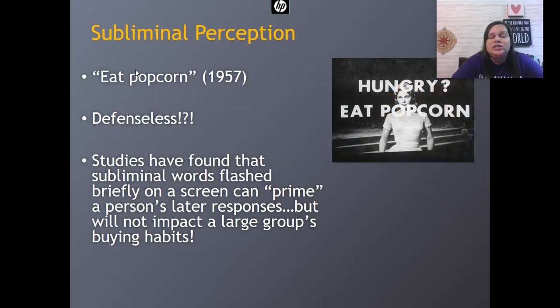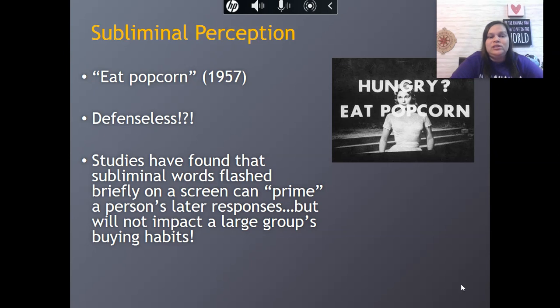So in the 1950s, there was a movie theater that claimed that before the movie started, they would flash messages on the screen. And then throughout the movie, they did this too. Things that said like hungry, eat popcorn, or buy a Coke. And they claimed that their sales for those products went up in the movies where they had those signals. Well, the public did not like this. They felt like, if they can get us to buy stuff with these messages, what else can they get us to do? And people felt defenseless.